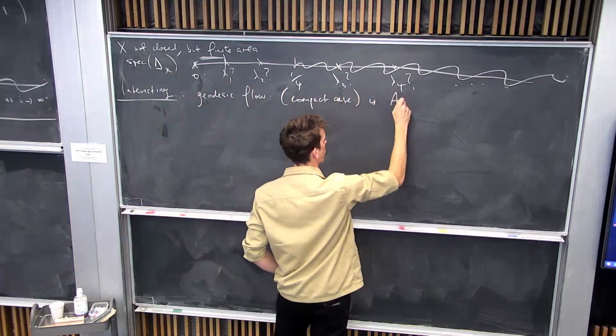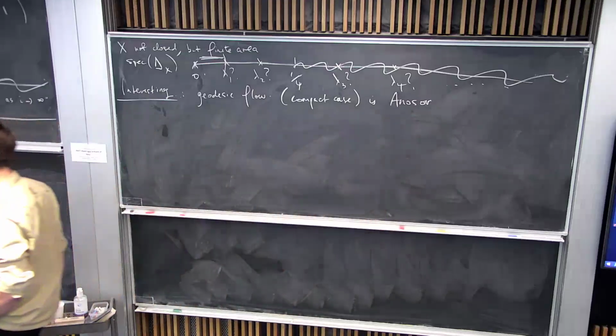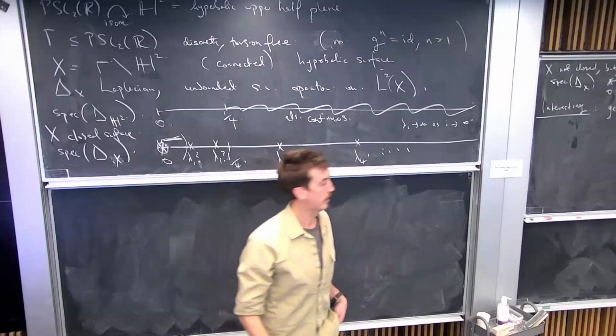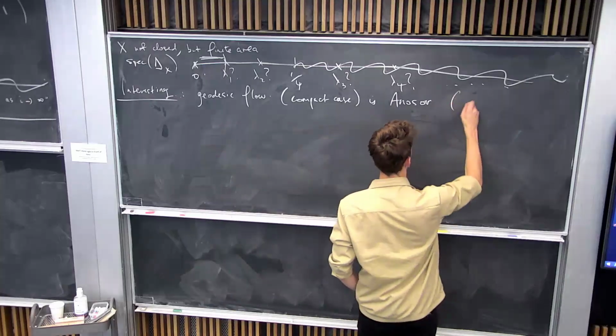Anosov, which is a robust source of chaos. So you're quantizing something which is chaotic. Okay, but we know about that. It's easy to do this. So we have quantum chaos.